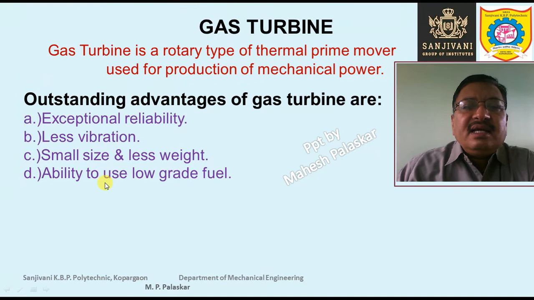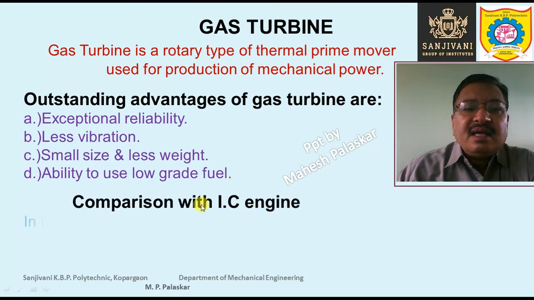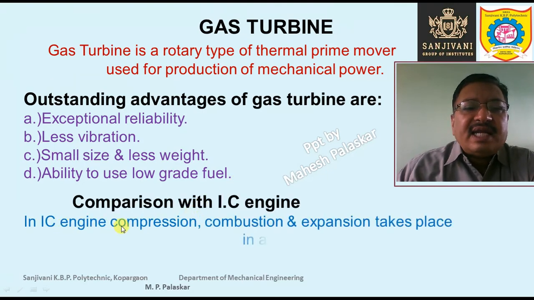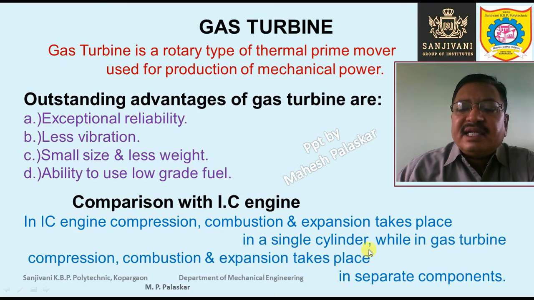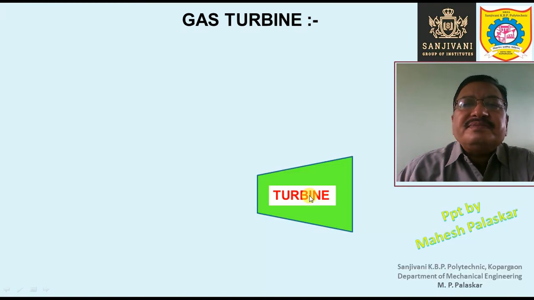Then some gas turbines have the ability to use low grade fuel. Even you can use coal and wood, etc., especially in the closed cycle gas turbines. As I have told you, in IC engine, compression, combustion and expansion take place in a single cylinder, while in gas turbine, compression, combustion and expansion take place in separate components.